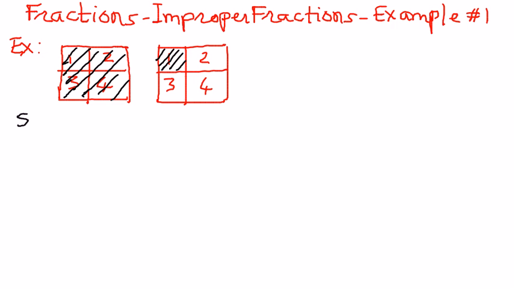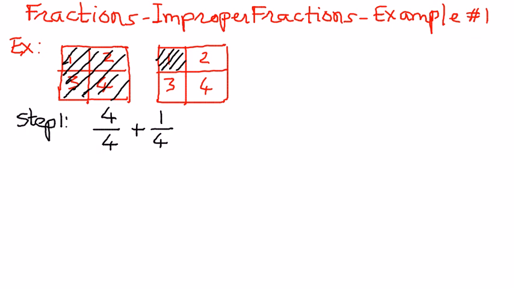As step number one, I'm going to say in the first block four parts are shaded out of the four parts which are available to us, or out of the total of four parts. Plus, in the second figure, one part is shaded out of the total of four parts.